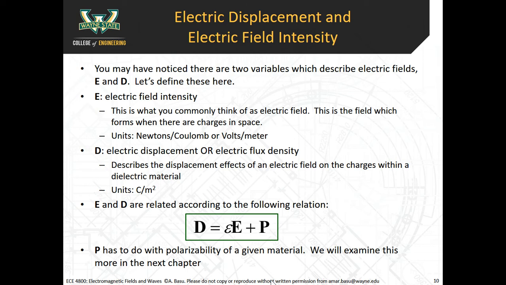I'll go into a little more detail on that when we start talking about dielectric materials, but it describes the displacement effects of an electric field on charges in a dielectric material. In a nutshell, if you put an electric field over a dielectric material, these charges align to the electric field. That movement, that displacement of the charges, is what this D is. Notice that it has units of coulombs per meter squared.